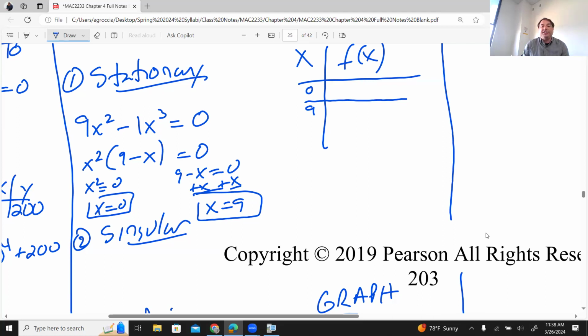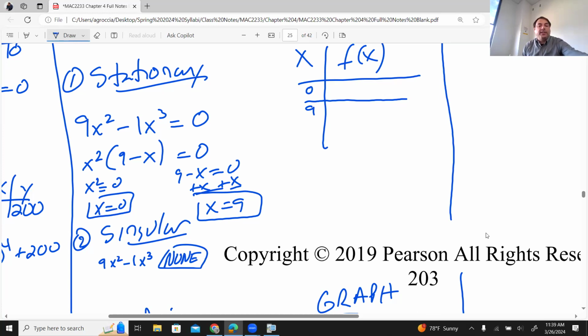Okay, so that's stationary. Singular, we look at the derivative, 9x^2 - x^3, and we see, is there any number that I could plug in that would make this undefined, which is dividing by 0? Well, there's no dividing going on. There's no variable in the denominator. There's no number that I could plug in that would make this undefined. As far as singular, we have none.